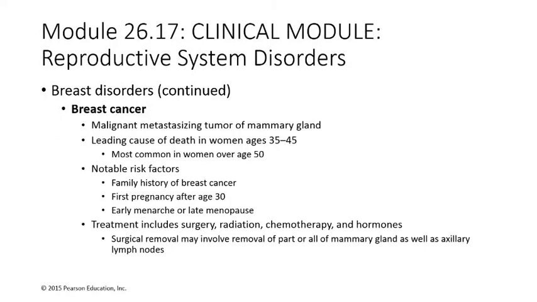Breast cancer is a malignant metastasizing tumor of the mammary gland, a common leading cause of death in women, younger women, and more common in older. It's important for family history to be known, and it's important to be checked often. It has a higher rate in those with a family history and those whose first pregnancy is after the age of 30, and those with very early menarche or late menopause. So again, anything kind of extreme seems to be a risk factor. It's going to be treated with chemo, hormones, radiation, surgery, all the above, and is unfortunately rather common.